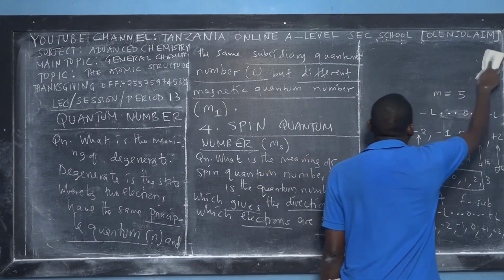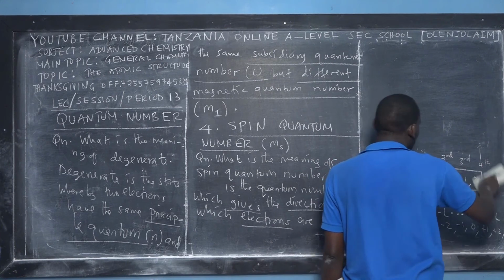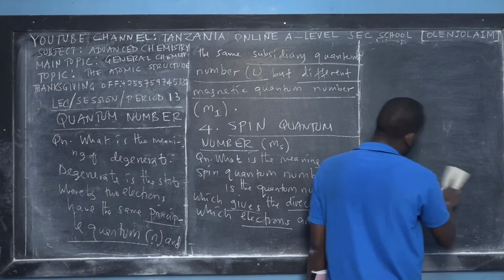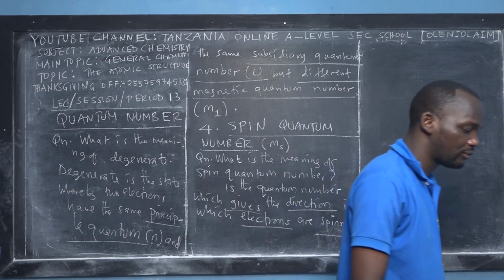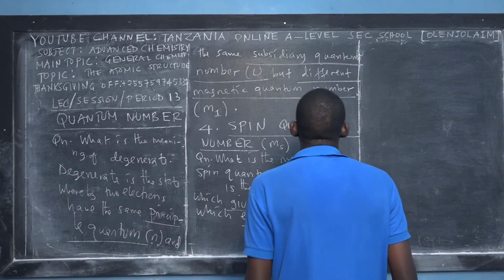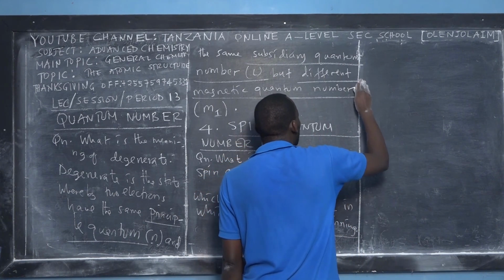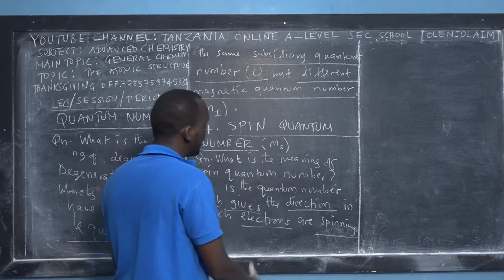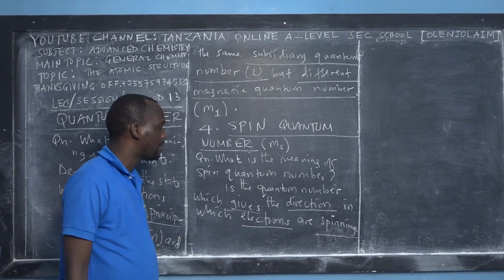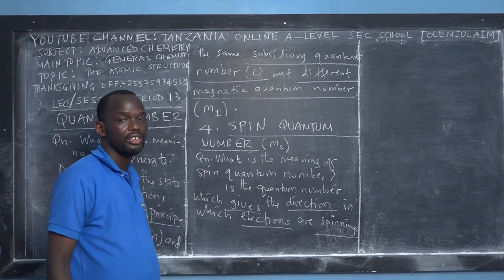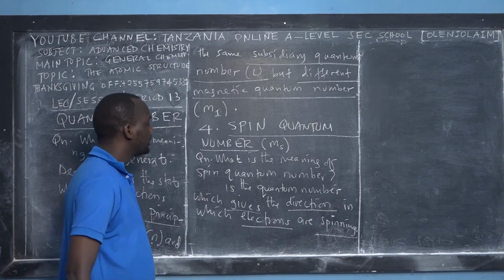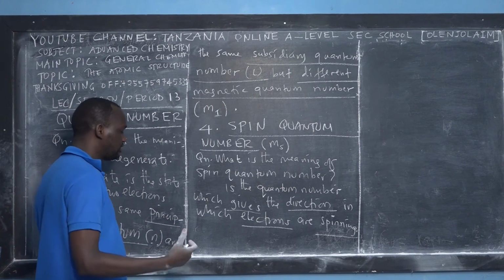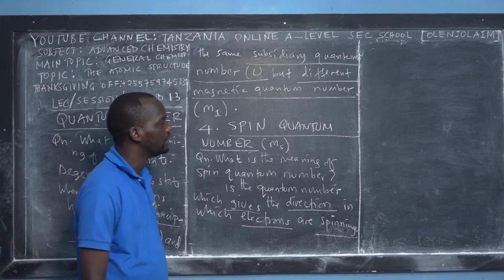This spin quantum number does not tell us about the shape or the number of orbitals. Remember the principal quantum number? It's the energy level found in the shell. The subsidiary quantum number gives us shapes, the number of sub-energy levels, and even the names of sub-energy levels. The magnetic quantum number gives us the number of orbitals in each sub-energy level. But this one gives us information about the direction in which electrons are spinning.